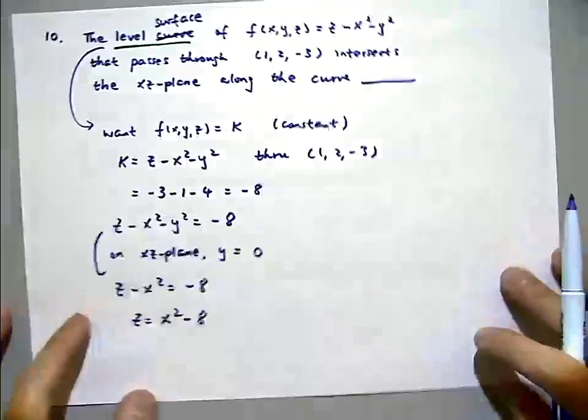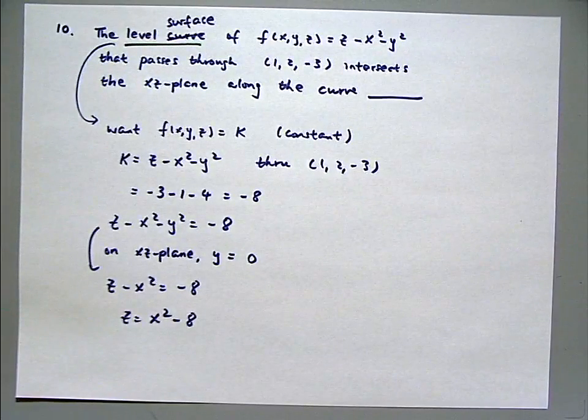We'll figure out what happens on the xz plane. On the xz plane, y is equal to 0. So if I go back to here, right now it's a surface, but the surface on the xz plane is going to turn into a curve. So this thing reduces to z minus x squared is equal to negative 8, or z is equal to x squared minus 8. Make sense? Okay, so that's a level curve, level surface, level anything. It just means that the dependent variable is a constant.